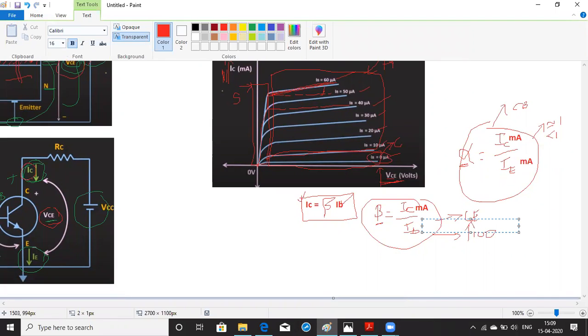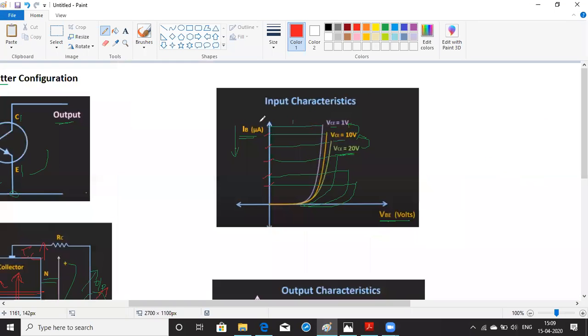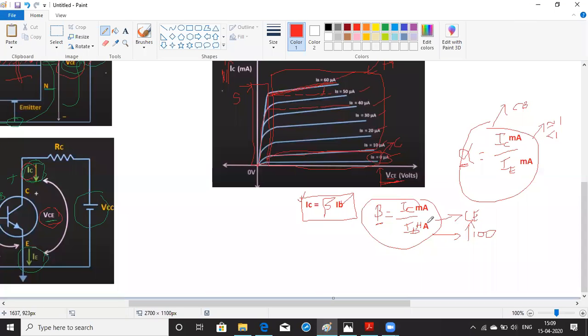Write that symbol here, which is in the range of micro. You see the base current is in the range of microamperes. So milliamperes divided by microamperes means approximately you will get 1000, or 100 to 500. This gain will be like this, it may be 1000 also. So this is actually the current gain in case of common emitter.